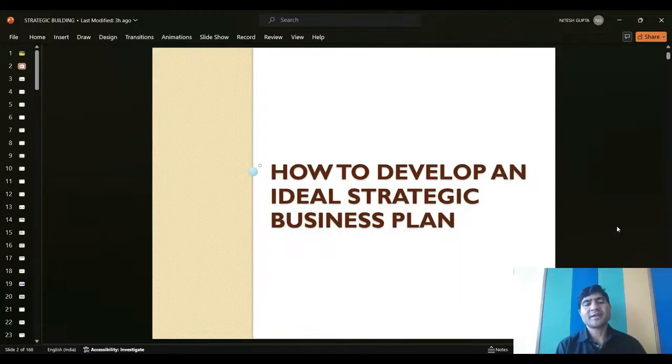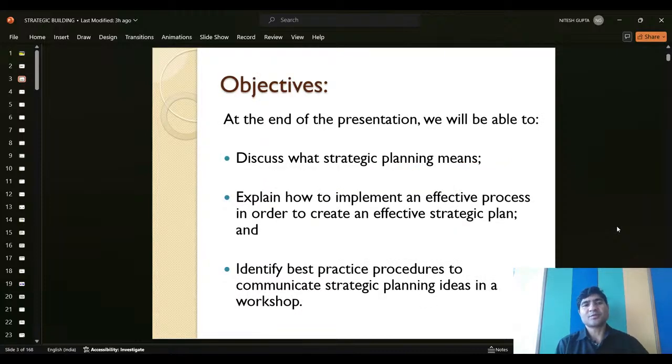Now, first of all, you will have to focus on how to develop an ideal strategic business plan. There are certain objectives which you should be focusing on. At the end of the presentation, you will be able to discuss what strategic planning means. You will be able to explain how to implement an effective process to create an effective strategic plan. And at the same time, you will identify best practice procedures to communicate strategic planning ideas in a workshop.